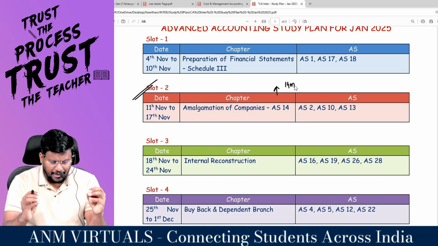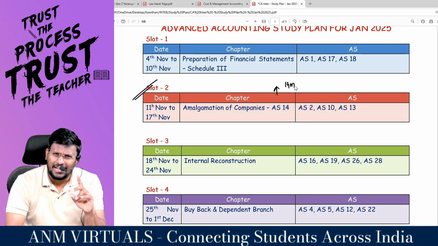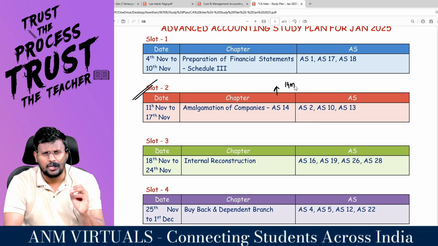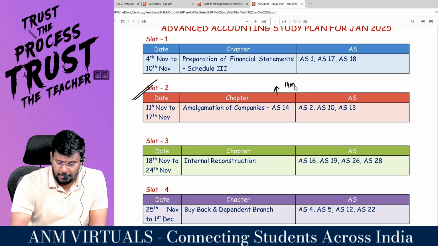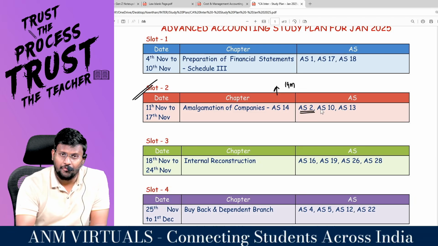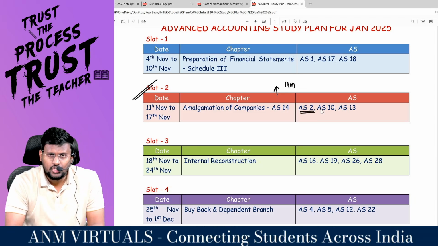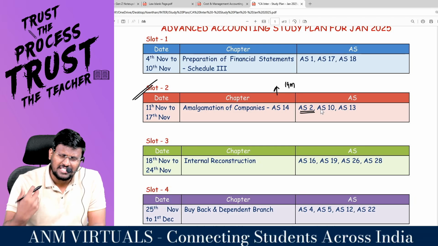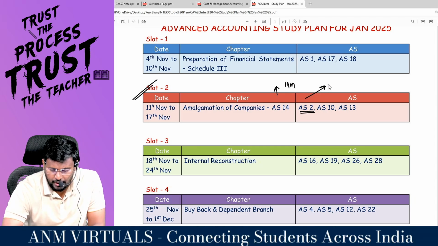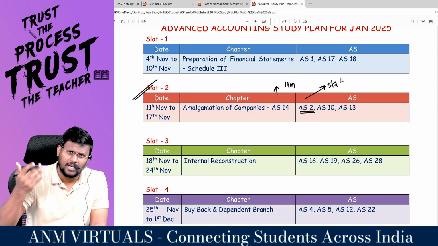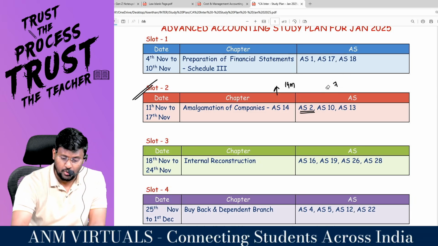Daily do at least 2 questions of amalgamation of companies, then 7 into 2, 14 days, you can master it. And from the AS perspective, AS2 is a very easy standard. Generally people will leave it for the last and won't study it at all. But that will come for 5 to 7 marks in the examination. In the last attempt, an AS2 question came for 7 marks.